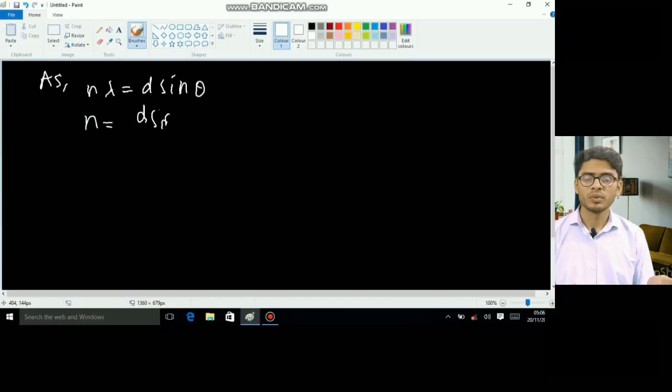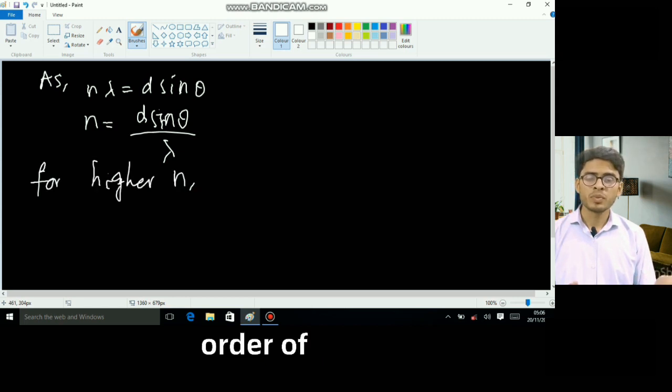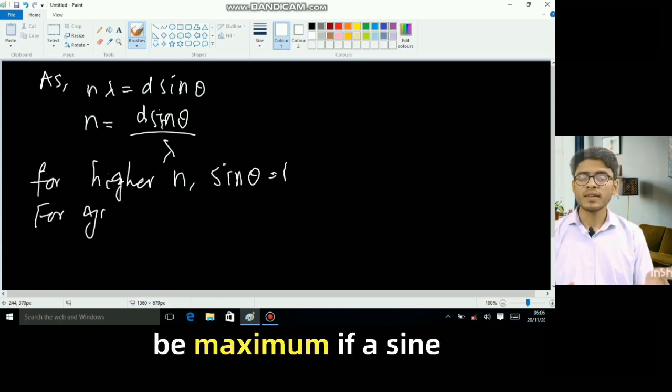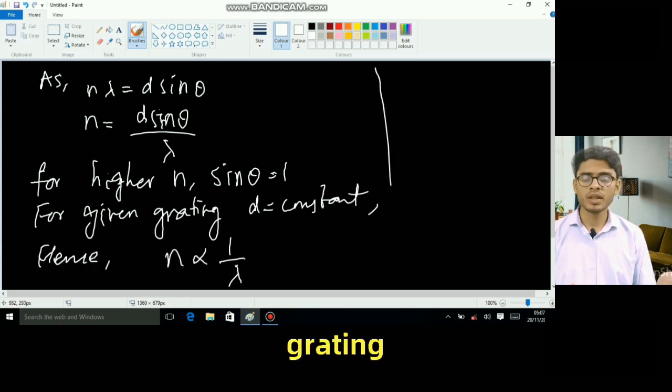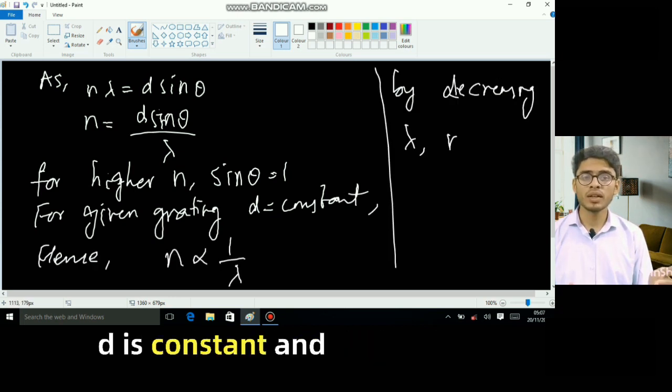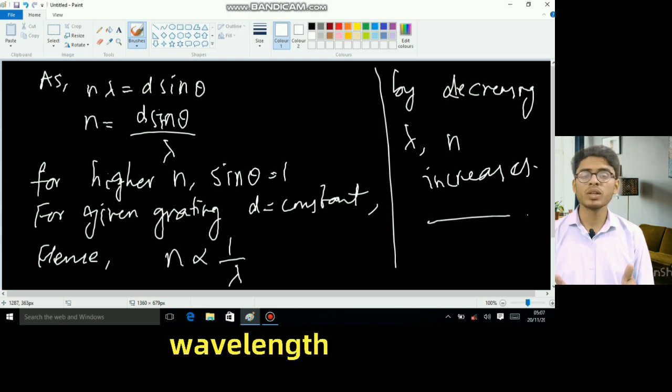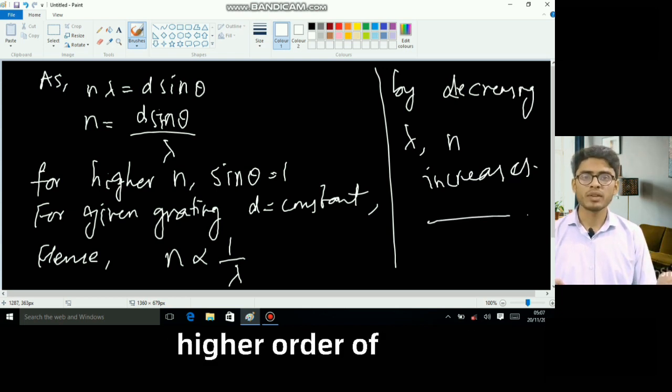How would you manage to get more orders of spectra using a diffraction grating? We know that the order of spectra will be maximum if sin theta is maximum, which equals 1. For a given diffraction grating, d is constant, hence a smaller wavelength will give a higher order of spectra.